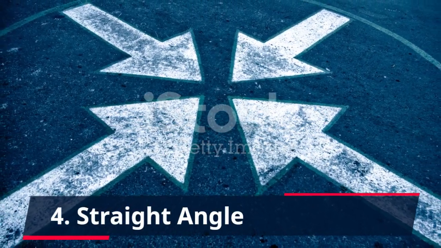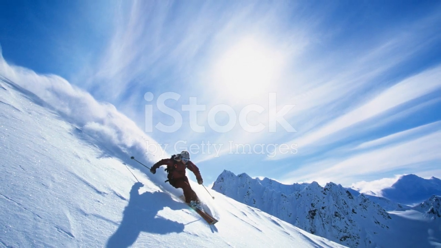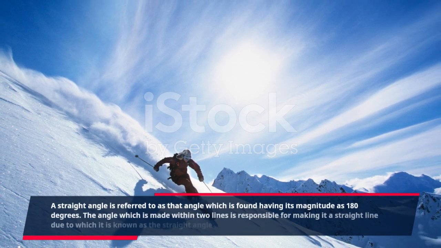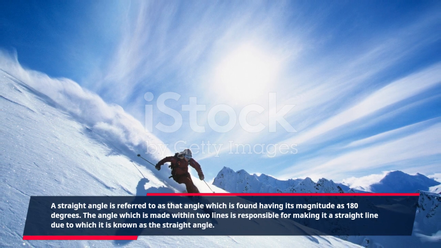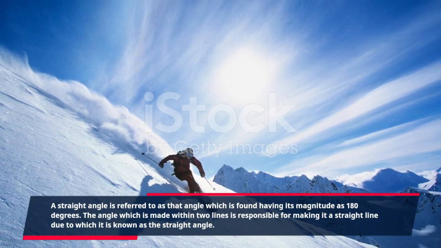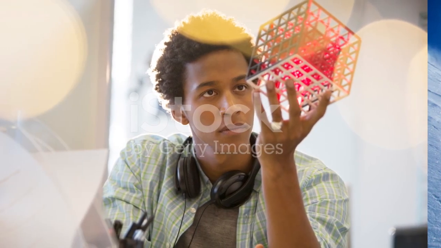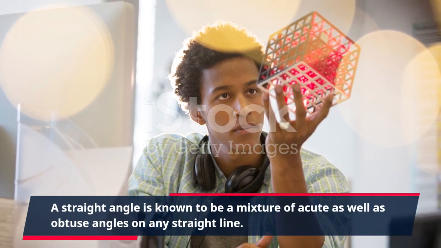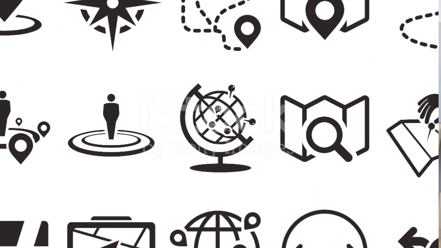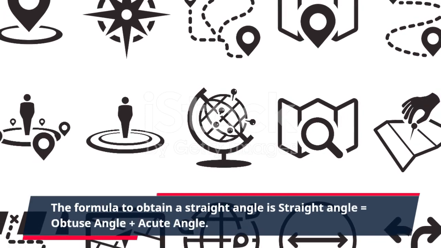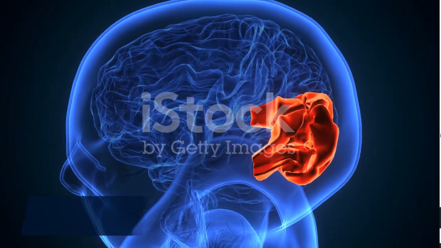4. Straight angle. A straight angle is an angle with a magnitude of 180 degrees. The angle made between two lines forms a straight line, due to which it is known as the straight angle. A straight angle is a combination of acute and obtuse angles on any straight line. The formula to obtain a straight angle is straight angle equals obtuse angle plus acute angle.